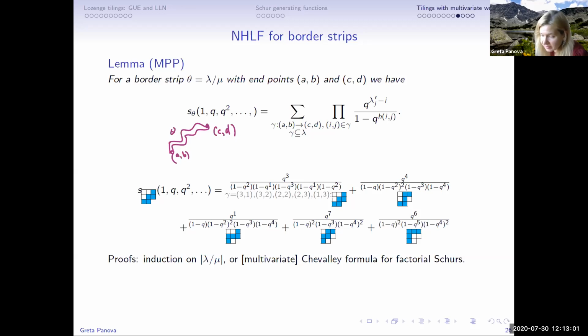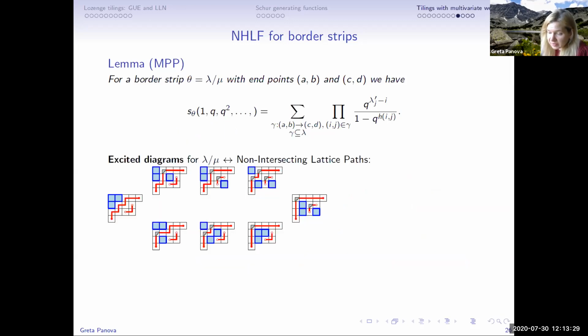And here is an example. If we take lambda to be 332, and these are the endpoints. So these are all the possible paths that we get here, and these are the contributions from each one of them. And one can prove such an identity by induction or some more algebraic tools as well. And now let's put everything together.